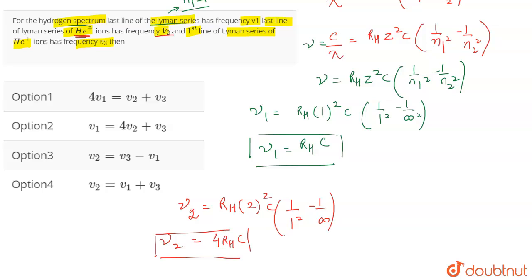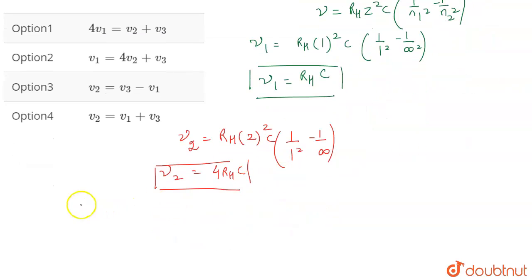Now, if we talk about nu3, it says that the first line of the Lyman series of He+ ions has a frequency nu3. So, nu3 will be equal to RH Z square into C. Now, the first line means that N1 is going to be 1 because we are talking about the Lyman series. The transition is going to happen at N1 equal to 1 only. If they're talking about the first line, it means that the transition is from 2 to 1, from the immediate next level, which is the second level.